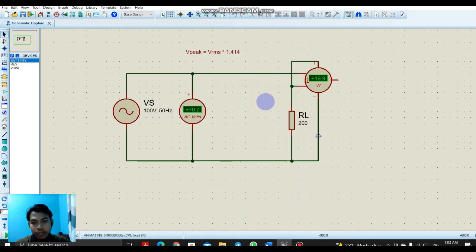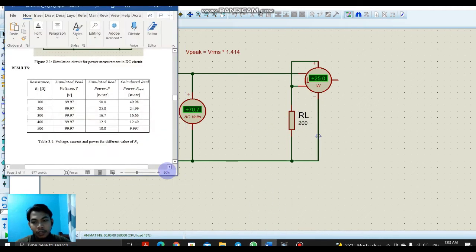So we can see here that the value for the AC voltmeter are the same, but the value for the wattmeter is different. So here is the result for the 200 ohm resistance. So here are the full results for activity 2. We got the simulated peak voltage and the simulated real power from the simulation.